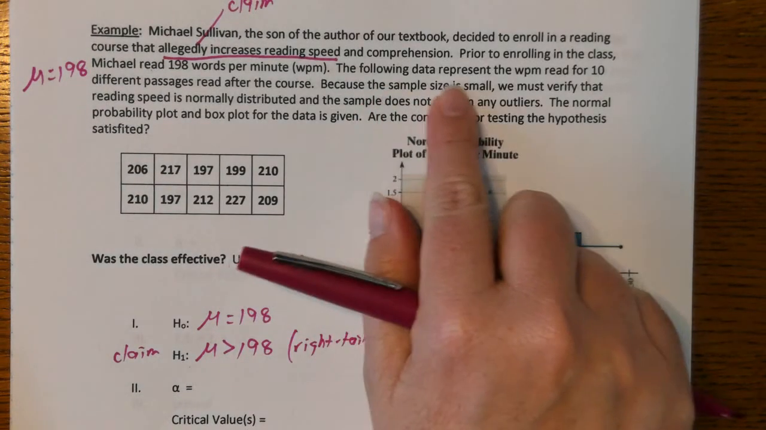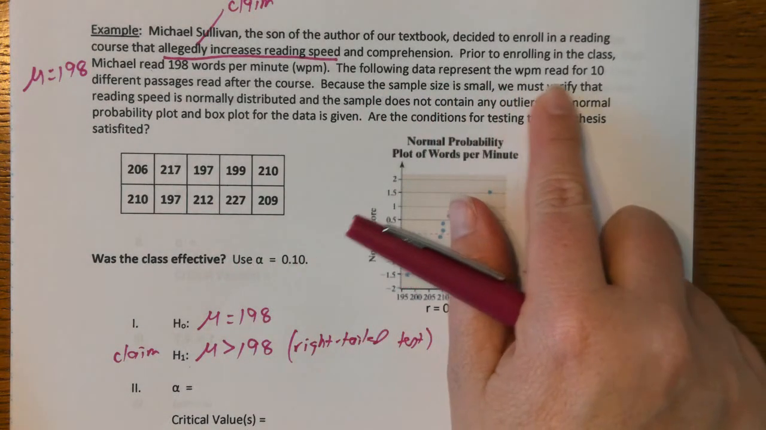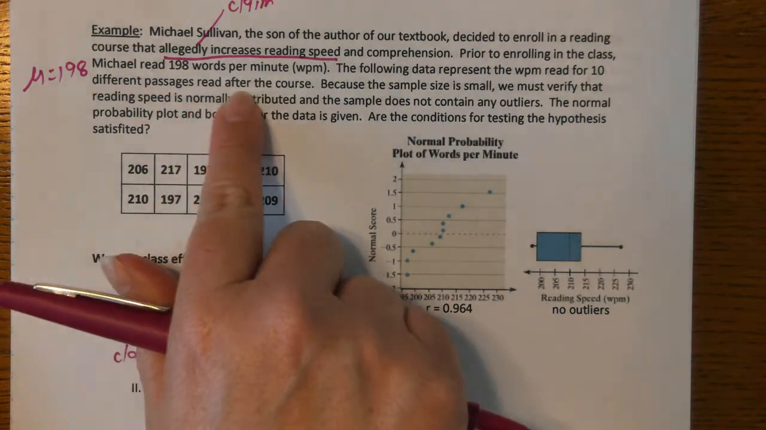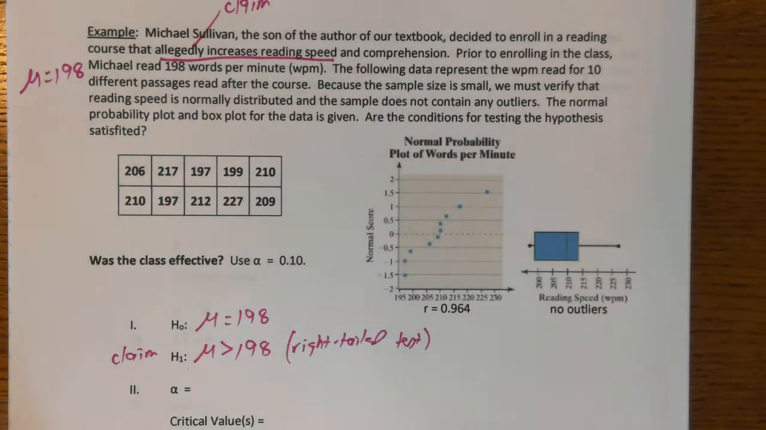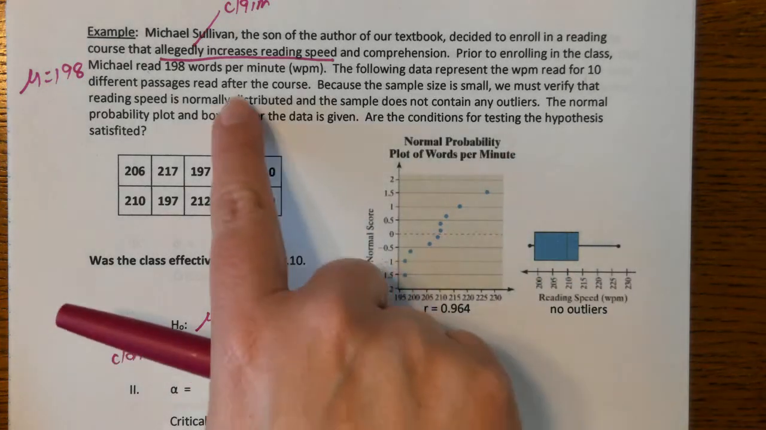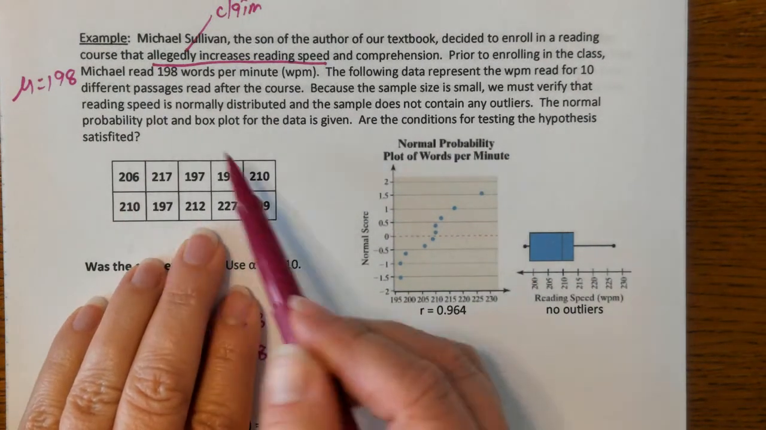Now, the following data represent the words per minute read for 10 different passages read after the course. So in other words, he takes the class, and then instead of just reading one paragraph and asking, well, am I faster or not? He decides, you know what, I need to do this in a statistical way. I'm going to read 10 passages, and record how many words per minute I read for those 10 passages. And there are his results.